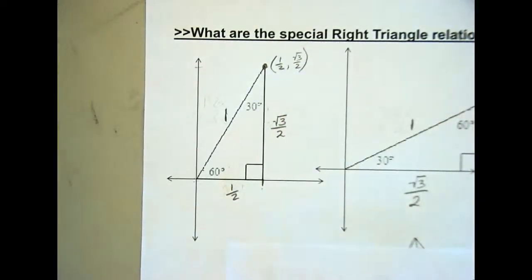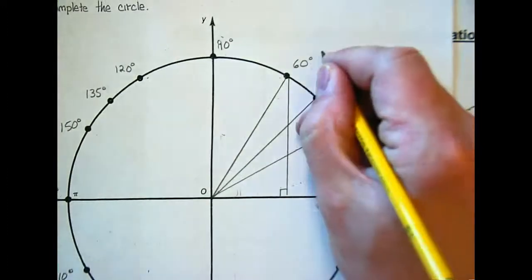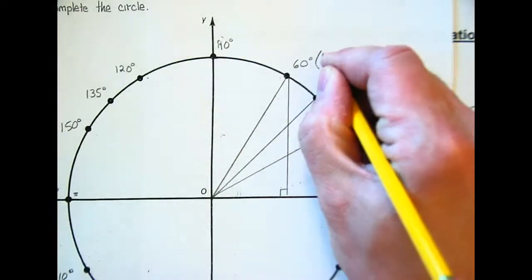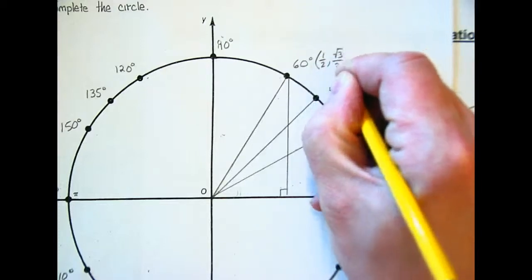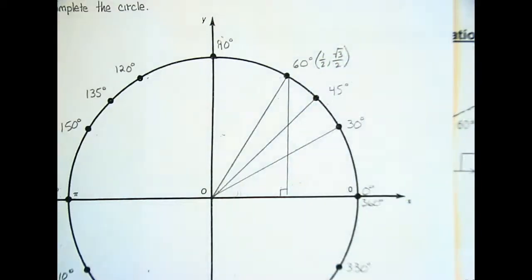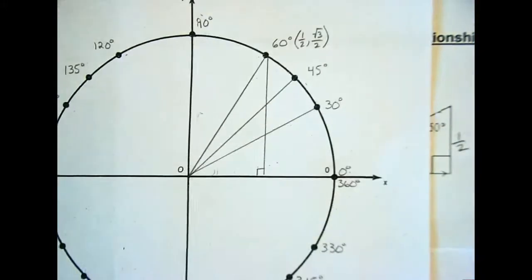Okay, so that would mean on our unit circle, the coordinates of a 60 degree angle are 1/2, root 3 over 2. Okay. Should we write that down? I would write that on my unit circle. Yeah.